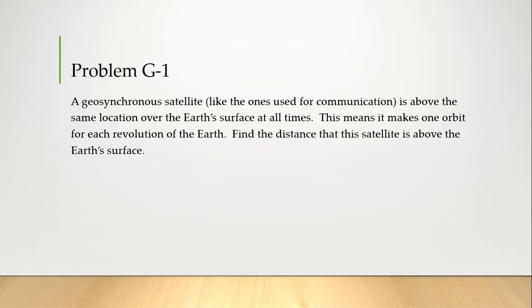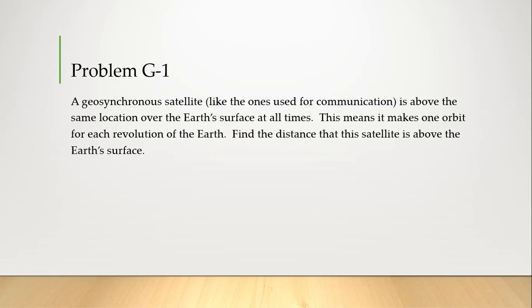This comes up again. So let's look at problem G1, and let's say we have a geosynchronous satellite, which are the ones that are used for communications here on Earth. The reason why they're important is that they're located over the same location over the Earth's surface at all times. So if I know that a geosynchronous satellite is sitting right overhead over Faribault, Minnesota, I can look right overhead over Faribault, Minnesota at any time of day, any time of year, any day of the week, and that satellite is straight up over my head.